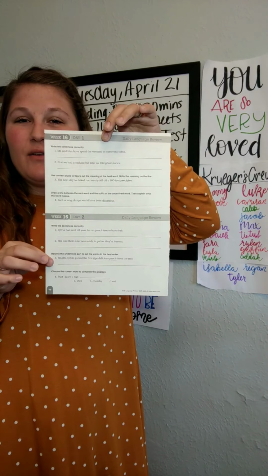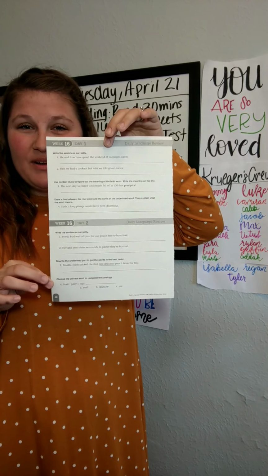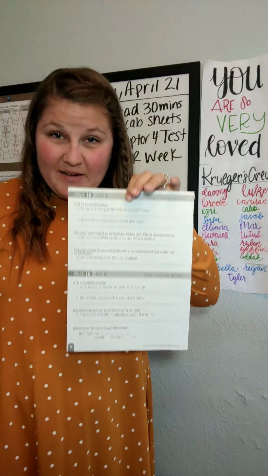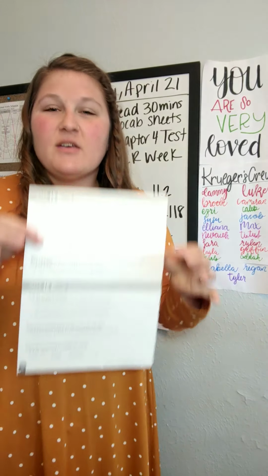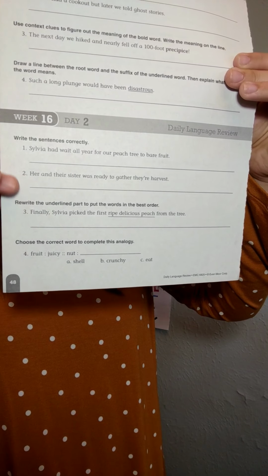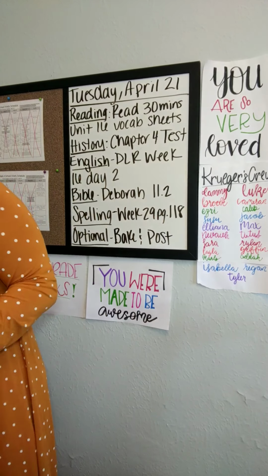Now you can either download and print and complete it on the printed piece, or you can just look at the questions and put your answers on a different sheet of paper, okay? So DLR, week 16, day 2, and it's following the same format as always, okay? So that is for English for you to do.